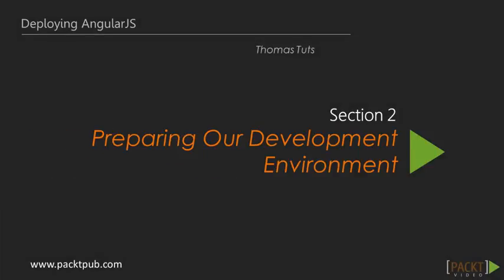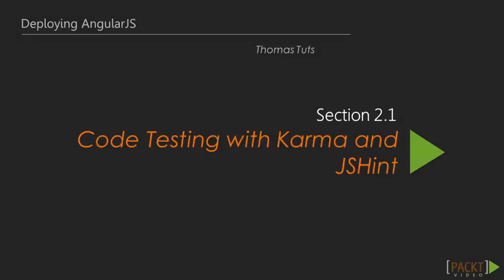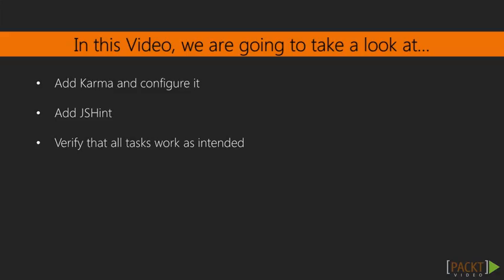This is the first video of section 2 on preparing our development environment. In this video we're going to set up Karma to run our tests and JSHint to lint our codebase for any code style errors. When you start developing an application, it's always a good idea to set up an ideal workflow beforehand. We will do just that by making sure our code works as intended using unit tests, and by verifying that we write clean code that adheres to conventions using JSHint.